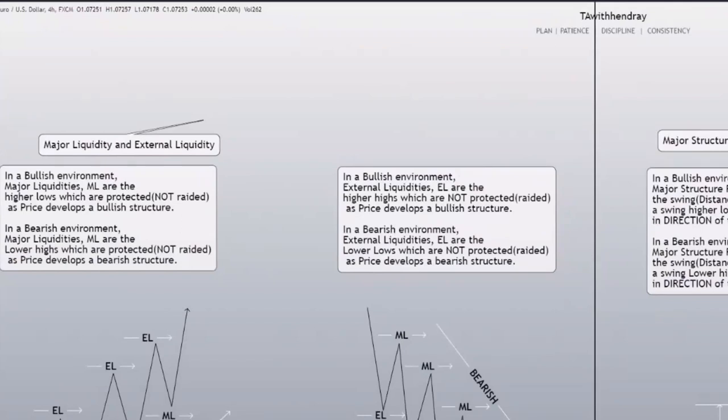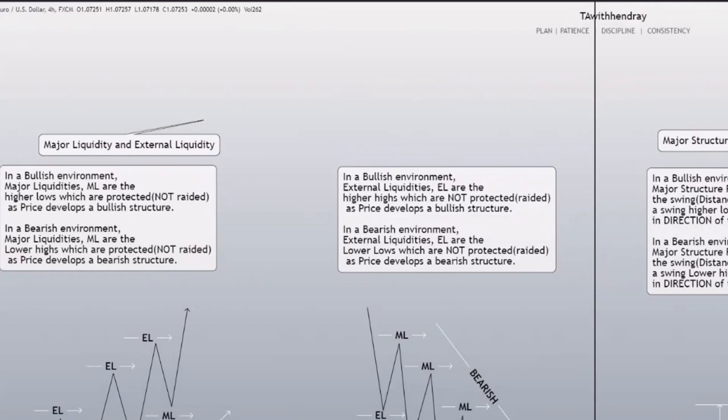In a bullish environment, major liquidities, ML for short, are the higher lows which are protected, that is, not traded, as price develops a bullish structure. In a bearish environment, of course, the reverse is the case. Bearish and bullish are opposites. In a bearish environment, major liquidities are the lower highs, which are protected, not traded, as price develops a bearish structure, which means our major liquidities are like the major structure points. In a bullish environment, the major structure points or the protected points are the higher lows, while in a bearish environment, they are the lower highs.